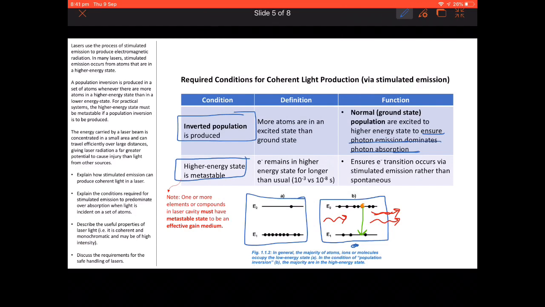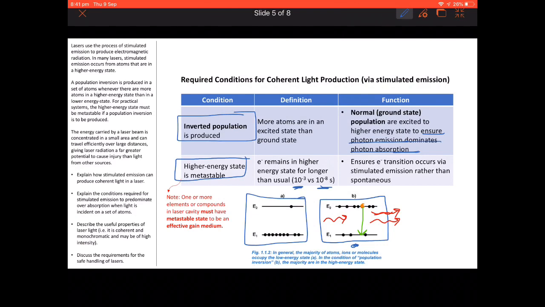So rather than being in their excited state for about 10 to the negative 8 seconds, they're a bit slower to come back down, so closer to 10 to the negative 3 seconds. And this ensures that electron transition occurs via stimulated emission rather than spontaneous emission. So if everything's occurring via spontaneous emission, you're obviously not getting that stimulated emission. So having metastable elements means that the electrons are remaining in their high energy state for a bit longer to allow time for that stimulated emission to occur.